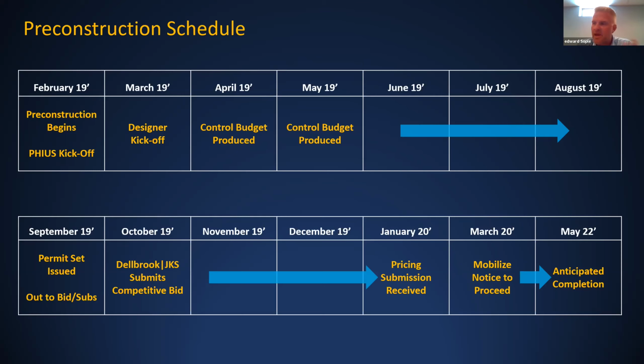So as April went on and we first got introduced, and then more importantly, the subs got introduced to their first take at the design of passive house, our budget went up. It went up $4.5 to $5 million.